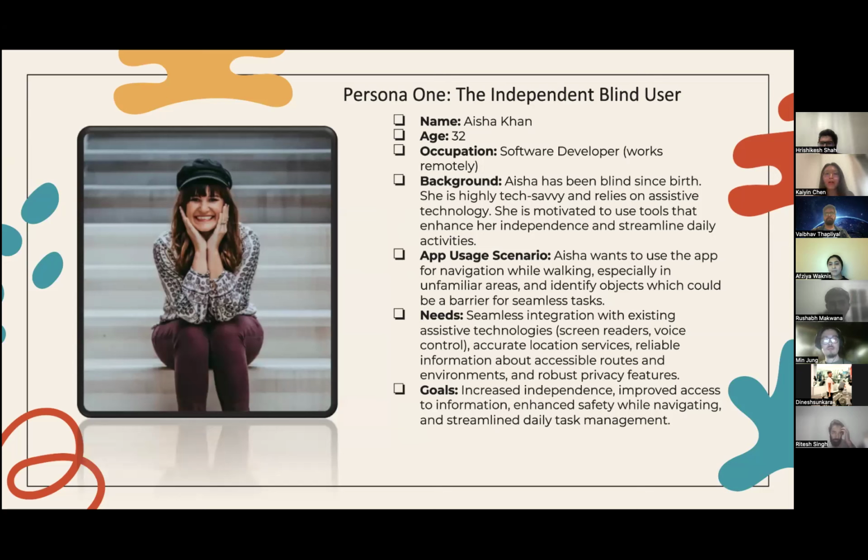Here's the persona of one of our users, the independent blind user, Aisha. She's a software developer, and she wants to use our web app for navigation while walking, especially in an unfamiliar area, and to identify objects that could be a barrier to seamless travel.